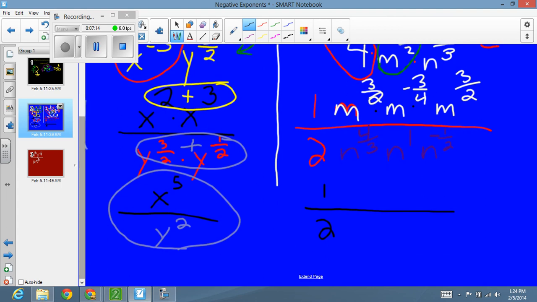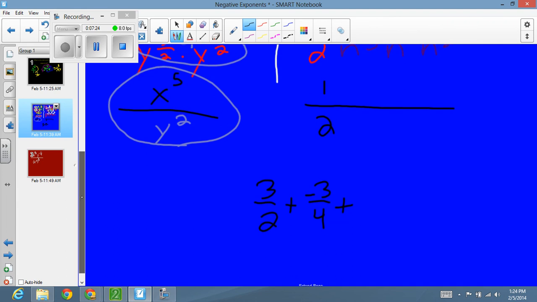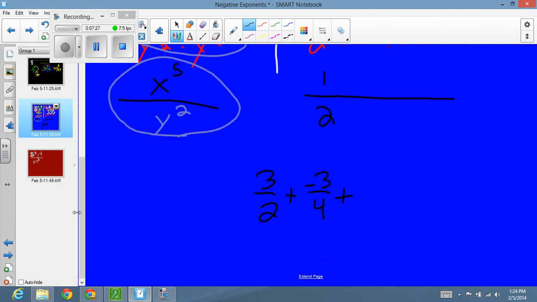And what I have is 3/2, a negative 3/4, 3/2, plus a negative 3/4, plus another 3/2. Because remember, whenever I multiply variables, I add their exponents. Common denominator, let's make that common denominator 4. The negative 3/4 isn't changing. 3/2 is going to become 6/4, as is this one over here.